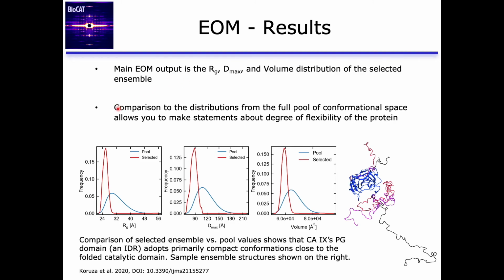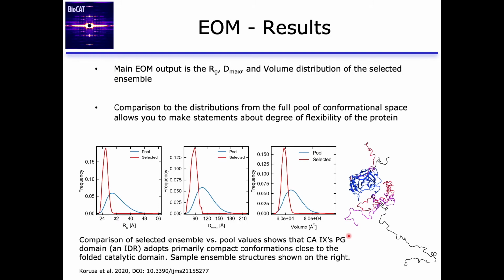And we also do that for the full pool of possible conformations in solution. And then by comparing these two distributions, one for the selected ensemble, one for the pool, we can make statements about the degree of flexibility of the protein relative to the range of shapes it could be adopting. A nice example of that is shown here in this paper published this summer.